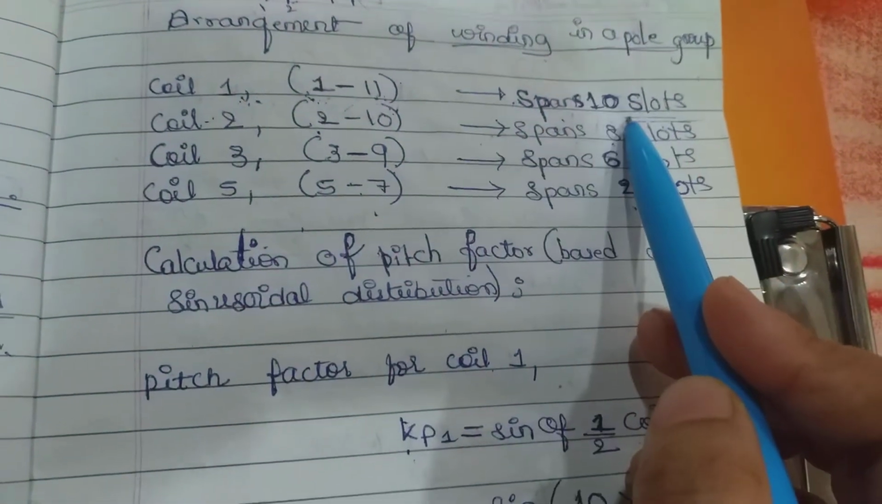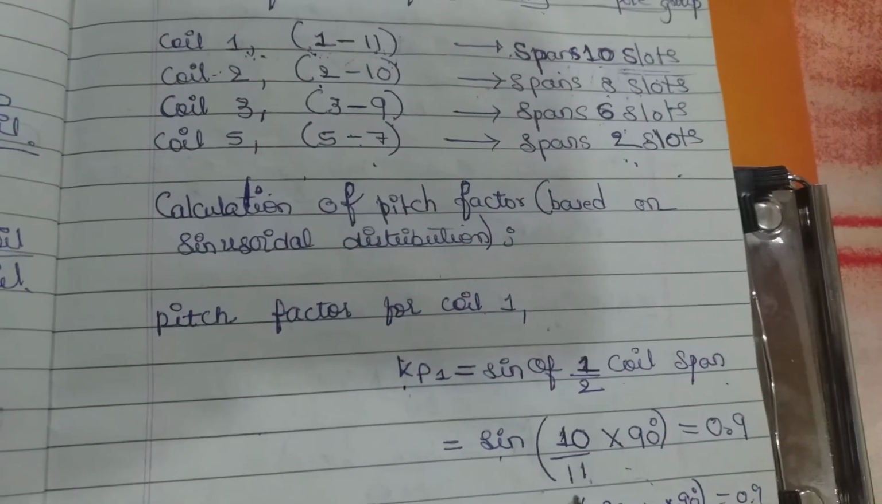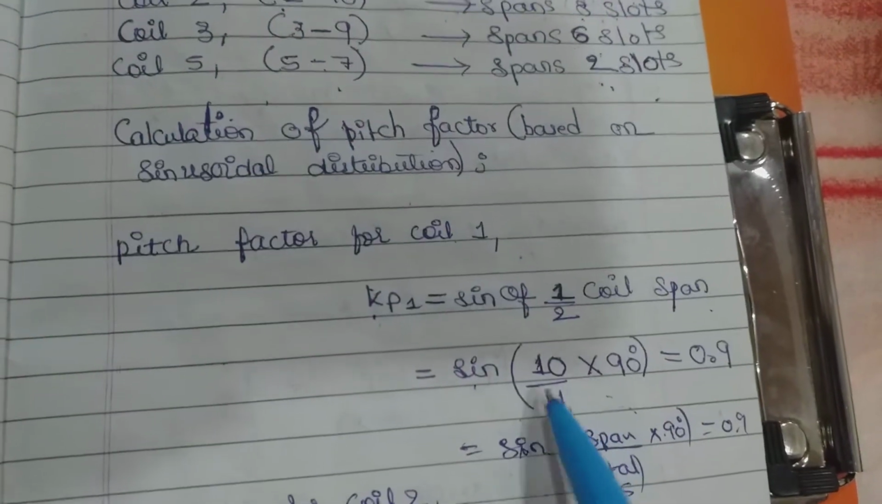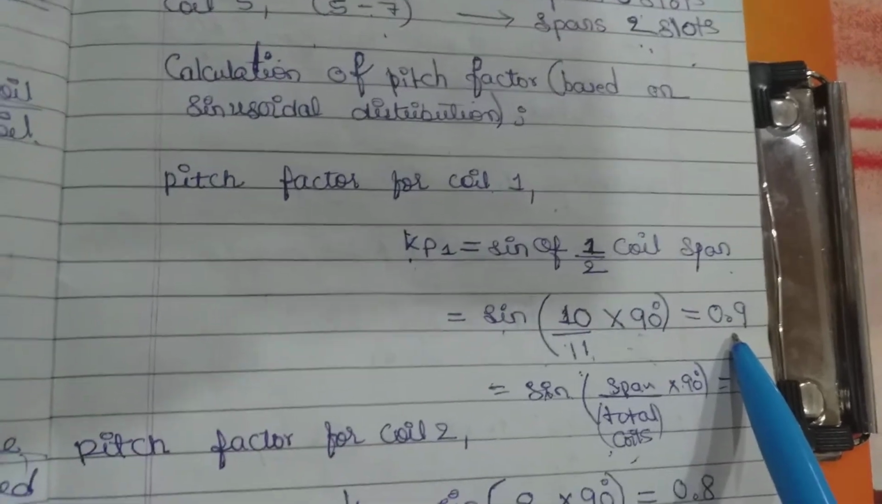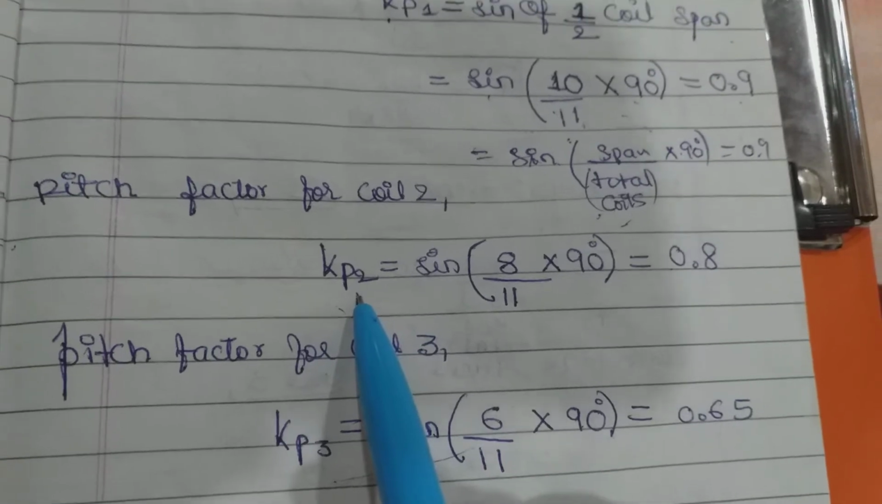Kp1, that is coil 1. How many slots does coil 1 have? 10 slots. So write down 10. And how many total coils do we have? Total we have 11, so write down 11, into 90 degrees is equal to Kp1. What is the value of Kp1? That is 0.9. In a similar manner we need to calculate Kp2.